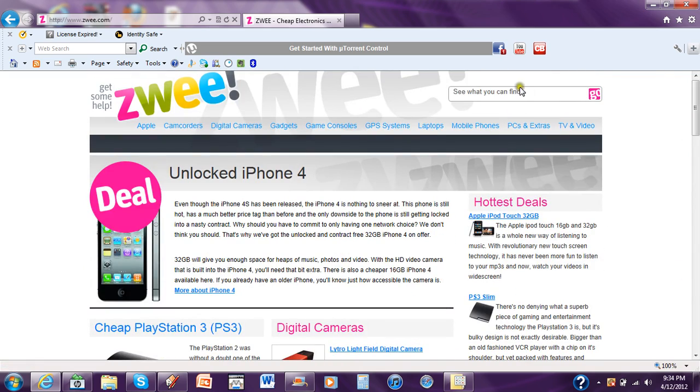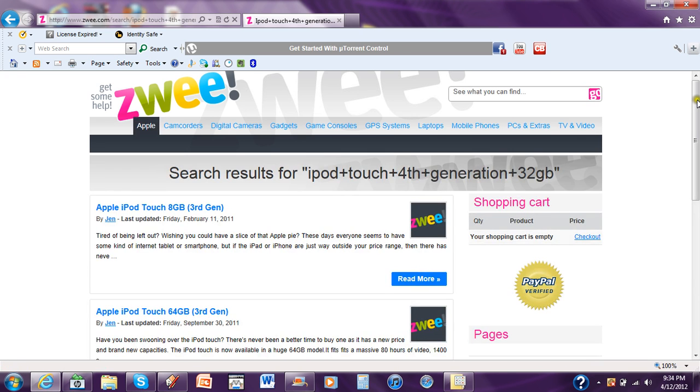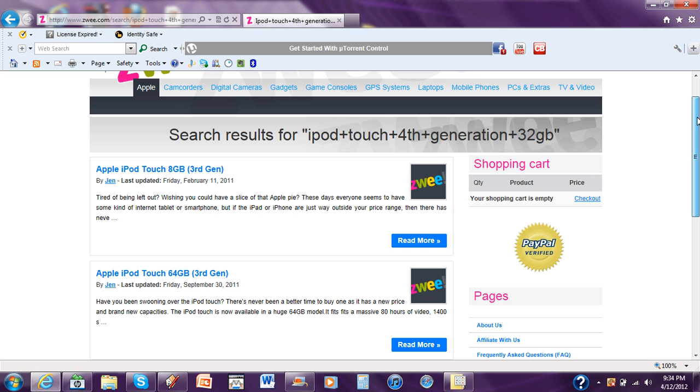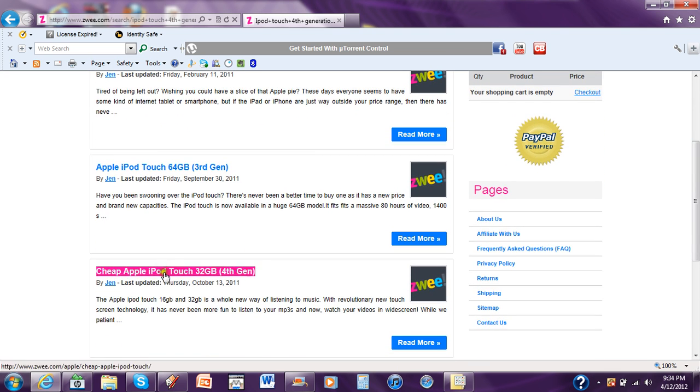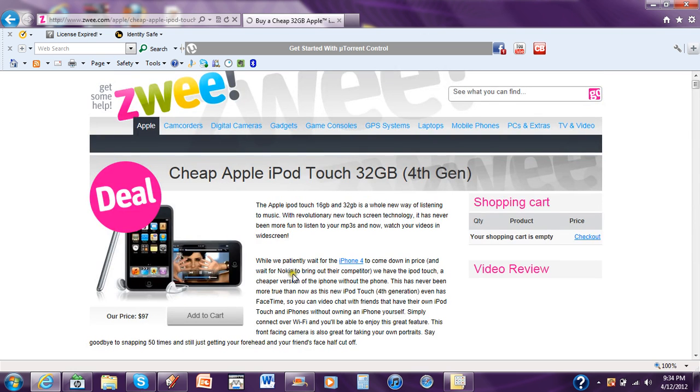So here you want to write iPod Touch fourth generation, 32 GB. Go. And I believe here it is, this one right here, it should be the third one. There you go.